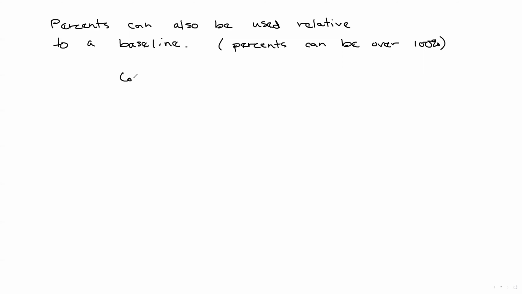All right, so we're still going to use a ratio for this. We're going to have the comparison quantity in the numerator over the baseline, and then have that equal the percent. Okay. So let's see this in action with an example. I think that's probably the best way to explain it.